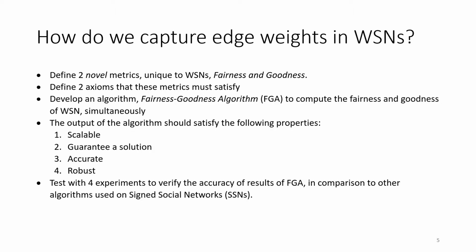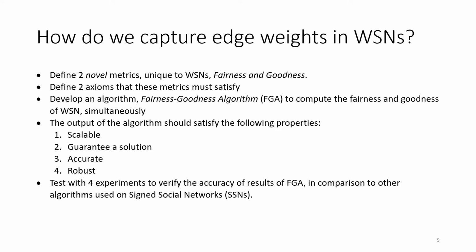Here's the methodology used by the authors of this paper. They defined two novel metrics, which are fairness and goodness. Fairness is the measure of how fair a vertex or user is in assessing other vertices or users, while goodness is the measure of how good a particular vertex or user is perceived by other vertices or users. And then they define two axioms. One is the fairness axiom, and the other is the goodness axiom.